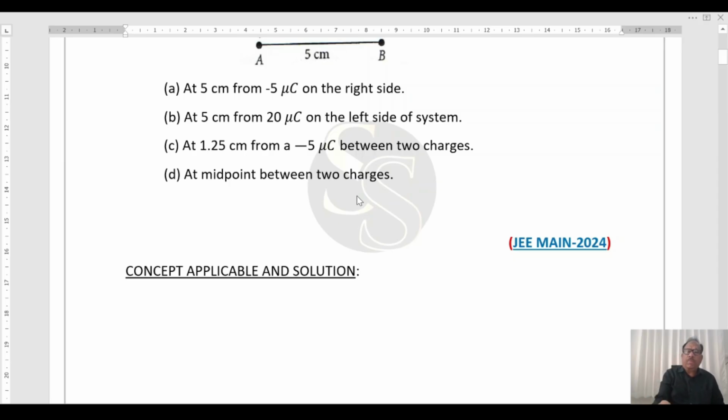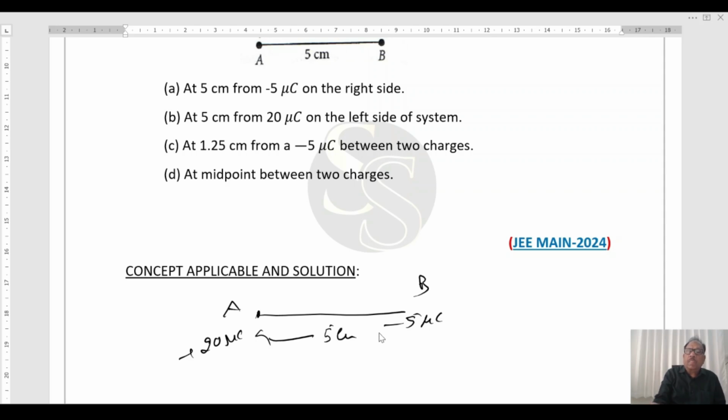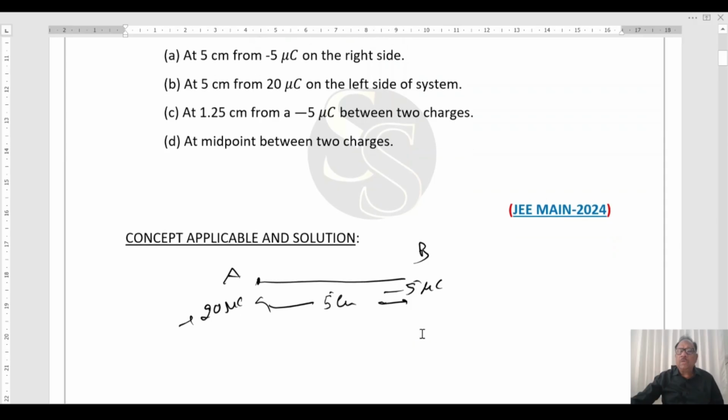In this case, this is A, this is B. This is 20 microcoulomb. This is minus 5 microcoulomb. Separated by a distance of 5 centimeter. We have to place a third charge where the null point will be. Null point means the forces acting on it are equal and opposite in nature.